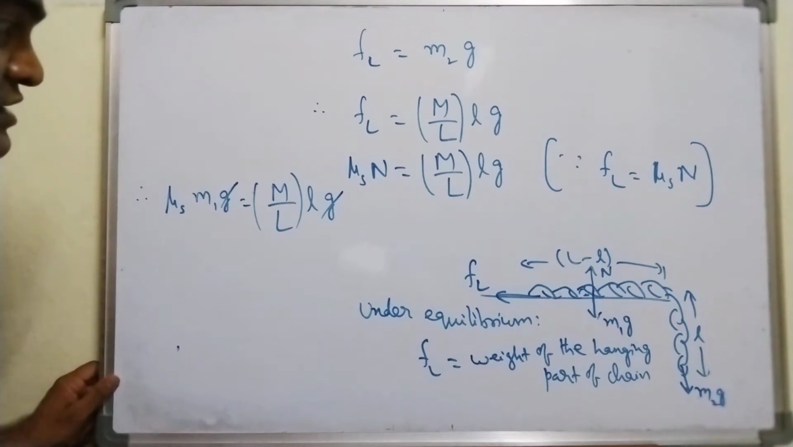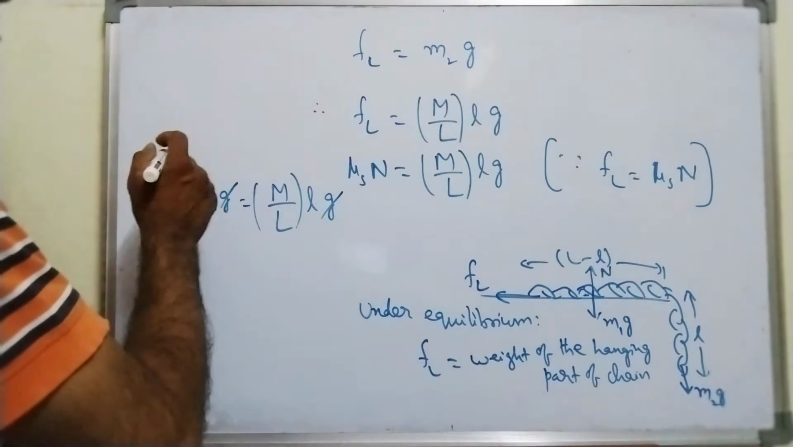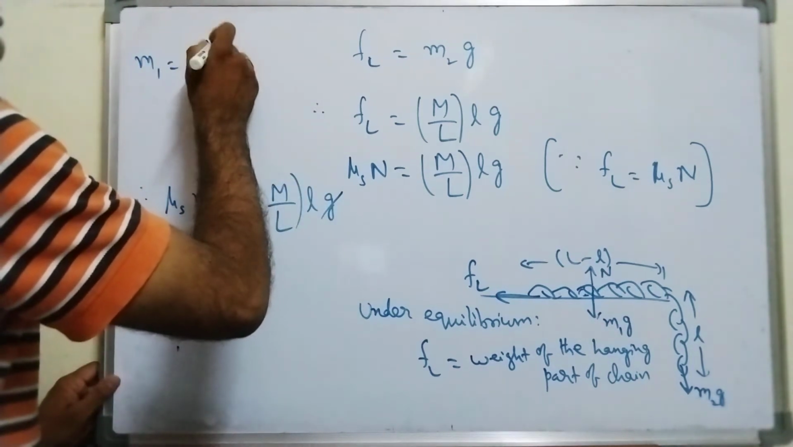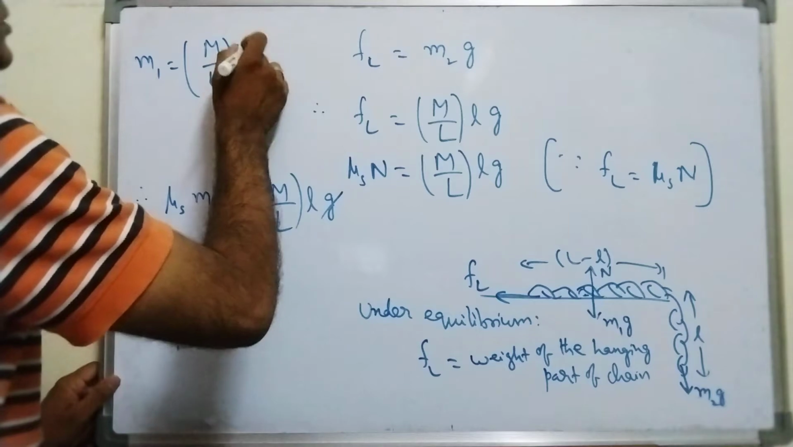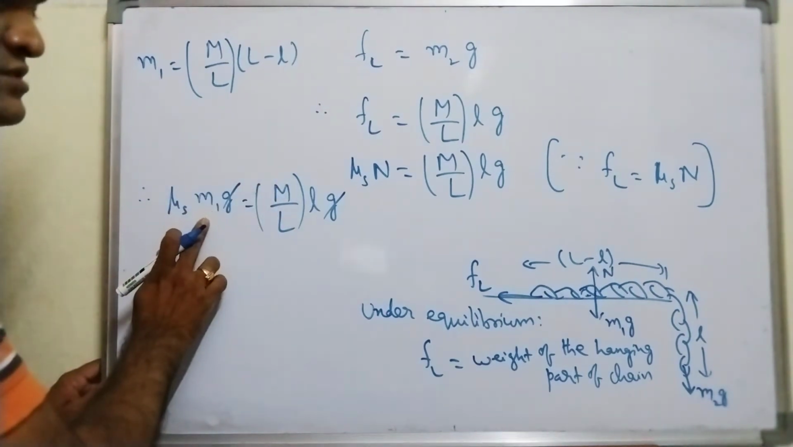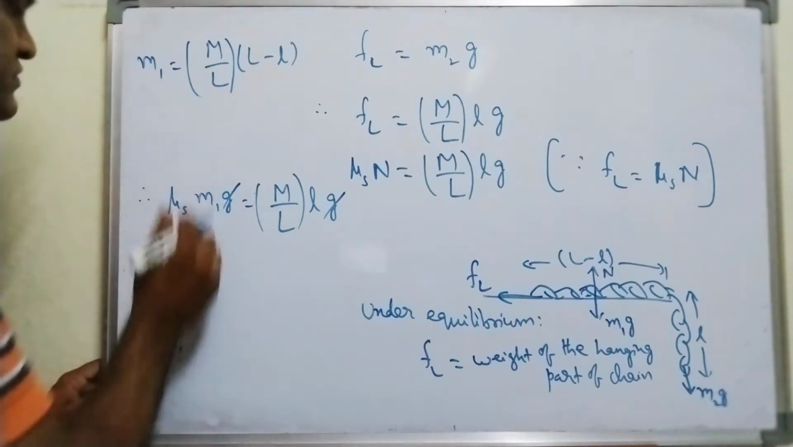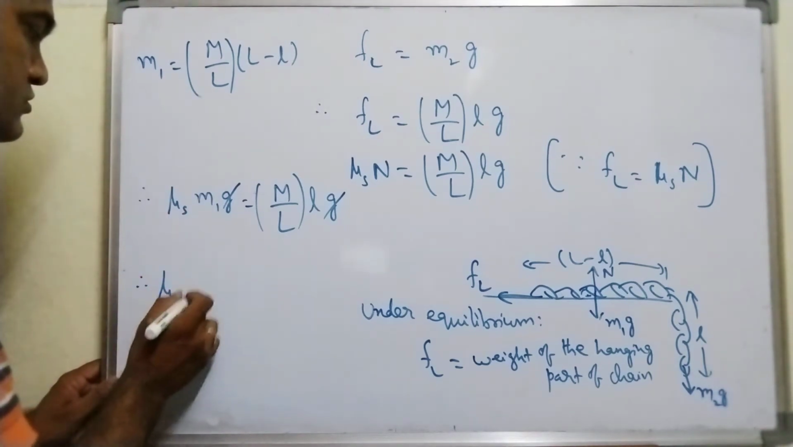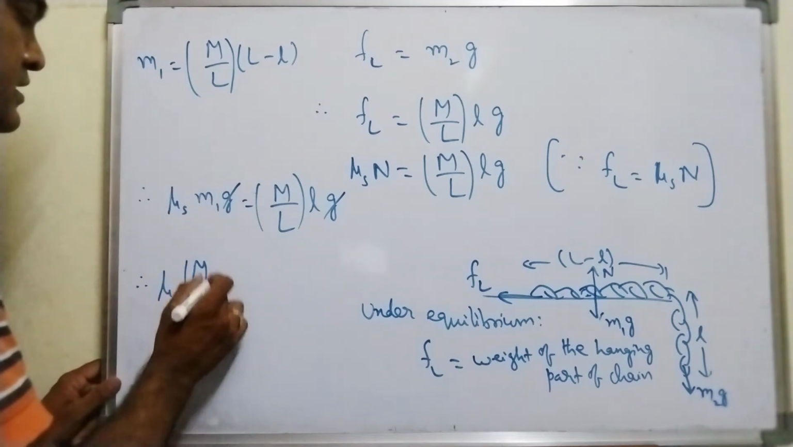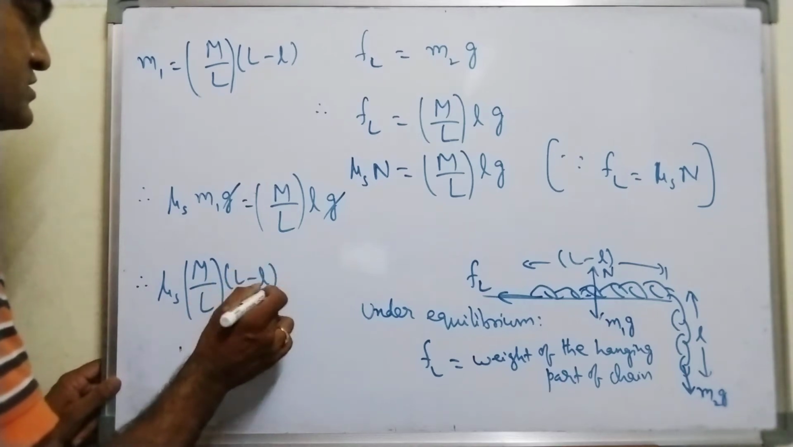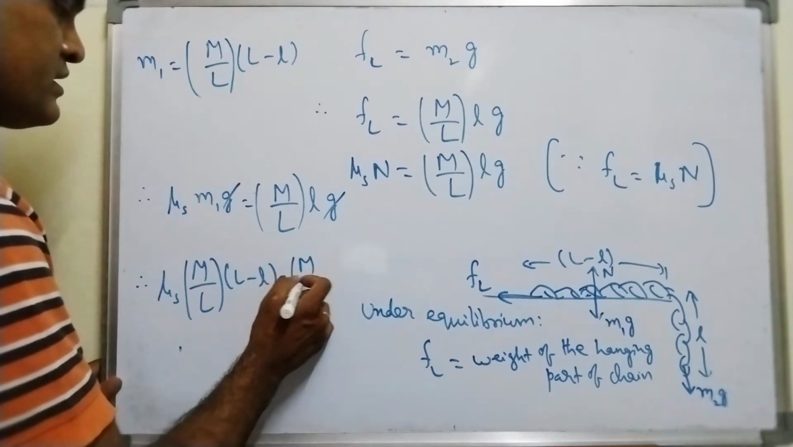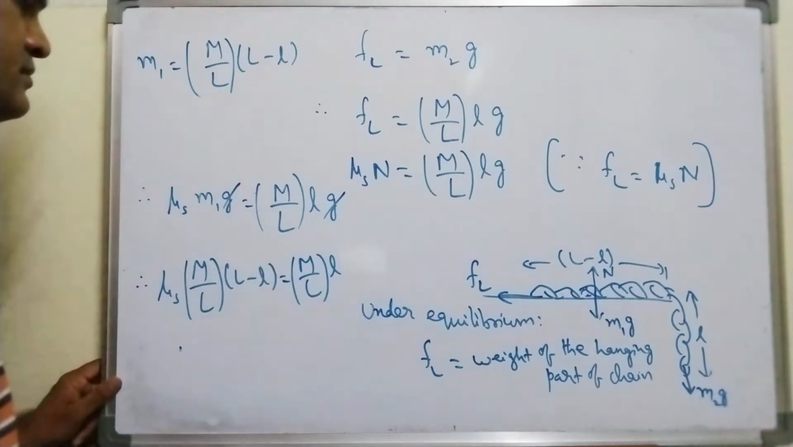And what is the value of m1? If you remember, m1 we got as m by L into (L minus l). This is the value of m1 we got, right? So in place of m1, let me substitute this value. Therefore, mu s into m by L into (L minus l). g anyway got cancelled. Here I will get m by L into l.